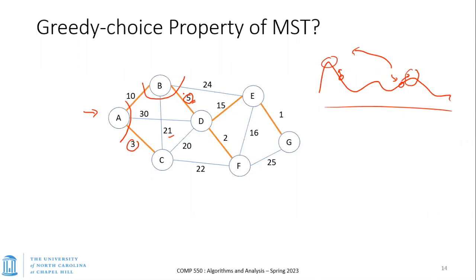Initially you said that if you pick the least cost edge, then that is guaranteed to be part of the spanning tree, the MST. Is that what you also said? So if you pick any least cost edge for any vertex, is it always part of the MST? Yes, as long as it doesn't make a cycle.